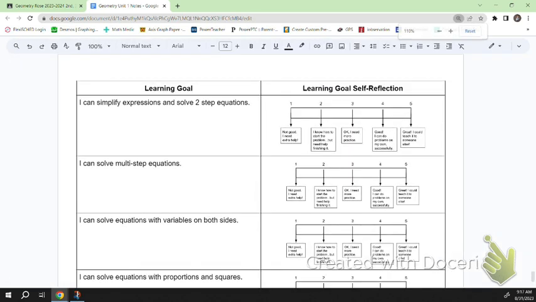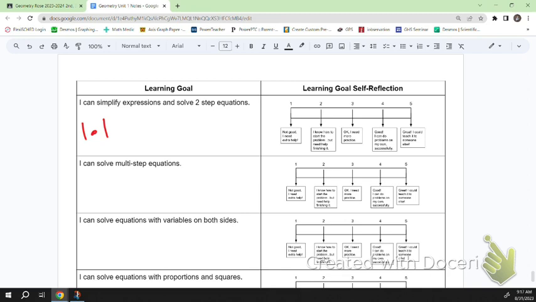Now, when we start getting into our geometry content, I usually like to do a lesson summary, because we have been working on algebra skills all last year. Right now, I want us to do a learning goals self-reflection, so I'll help you with the first one. I want you to quietly read each learning goal to yourself. I can simplify expressions and solve two-step equations. That was from lesson 1.1.